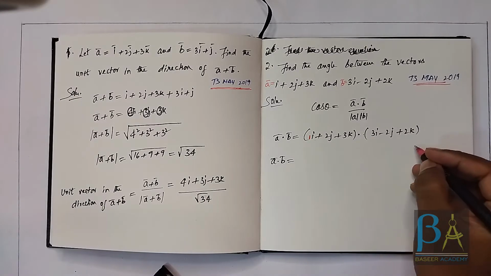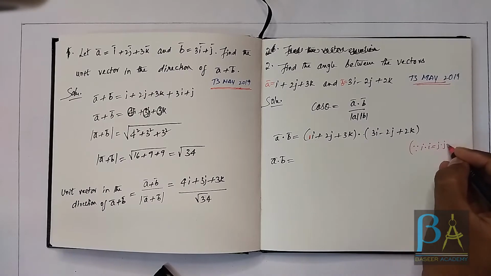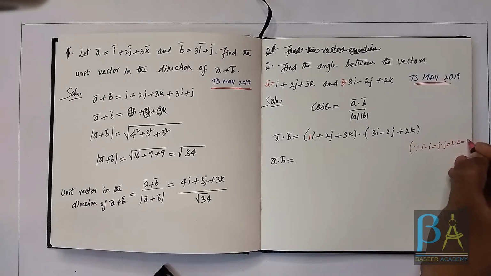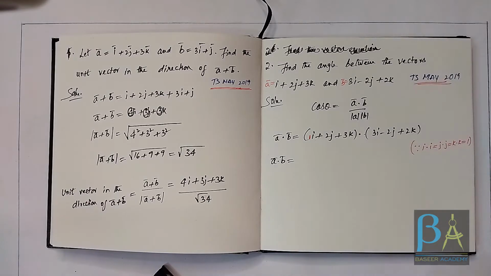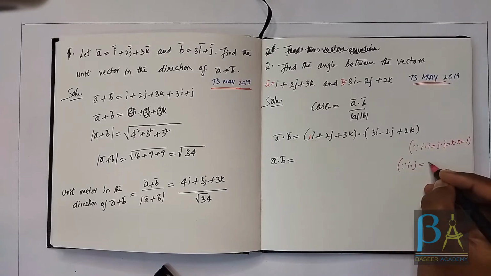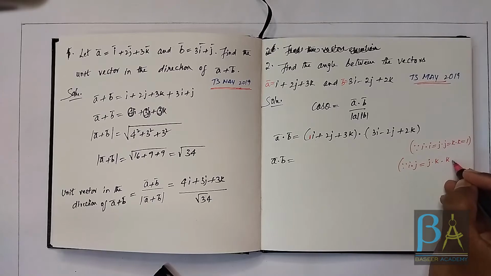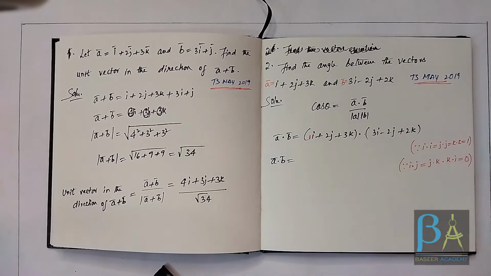Why do we do that? And then why we do that, let us also remember one thing. i dot i, j dot j and k dot k, they are 1. If you multiply i with j, or j with a different vector k, or k with a different unit vector i, then you are going to get 0.